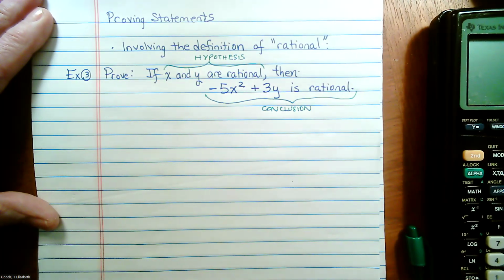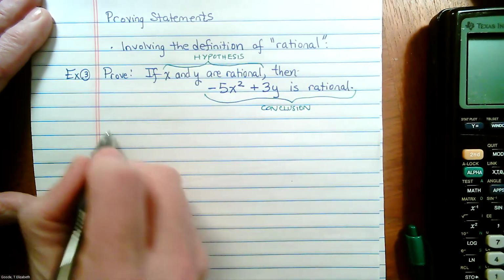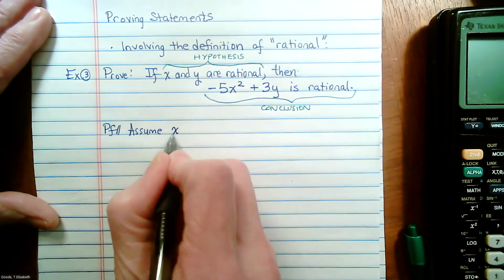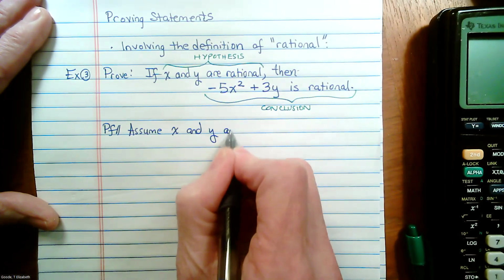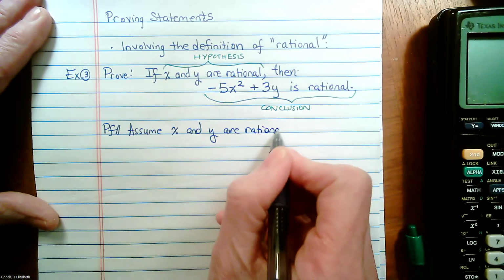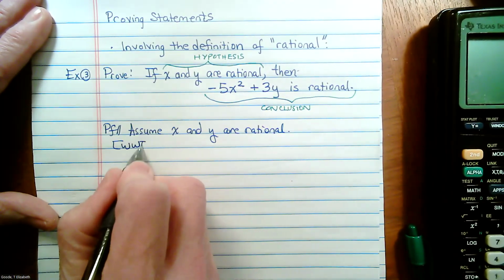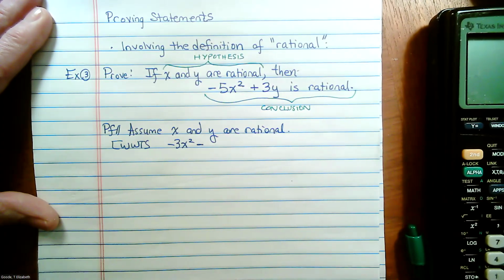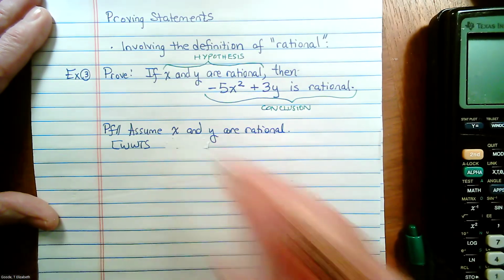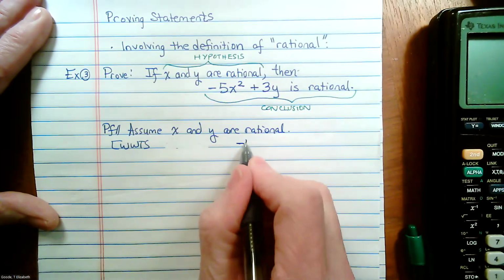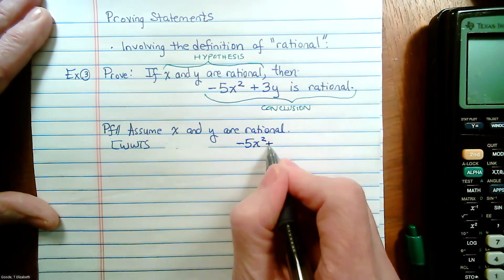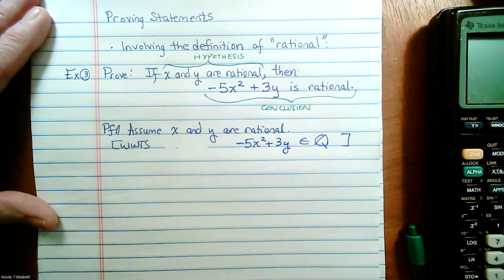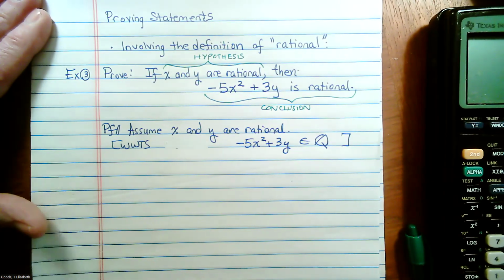Right. So let's write our proof, shall we? Assume x and y are rational. And now we're going to write our wish. We wish to show negative 5x squared plus 3y is an element of the rationals. There's our symbol for the rationals, okay? I'll just write it like that.